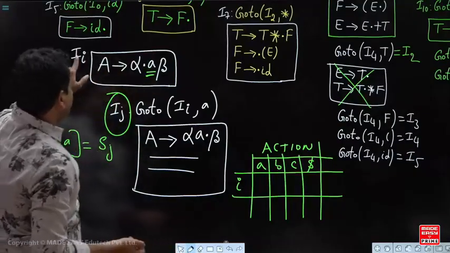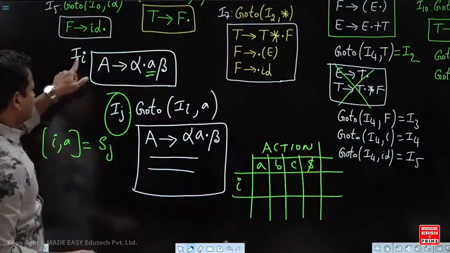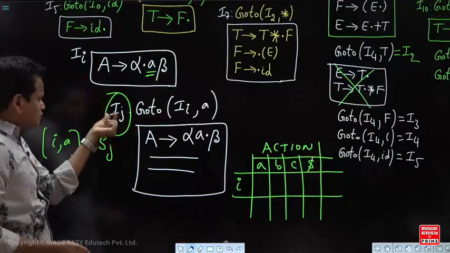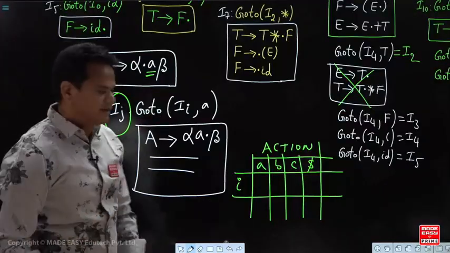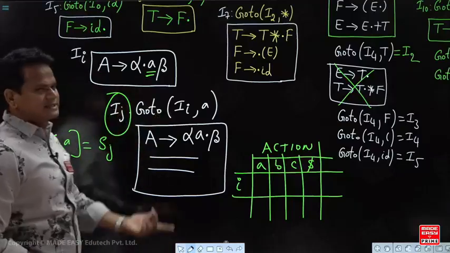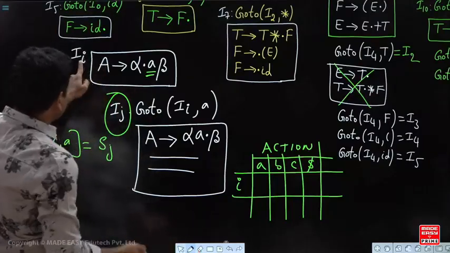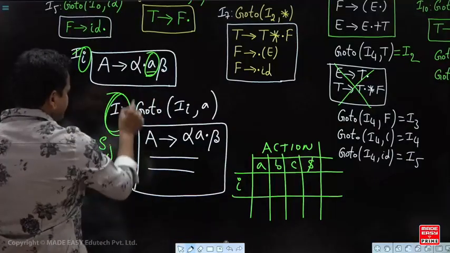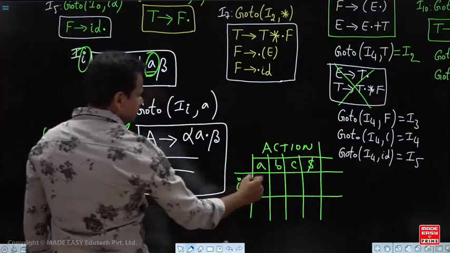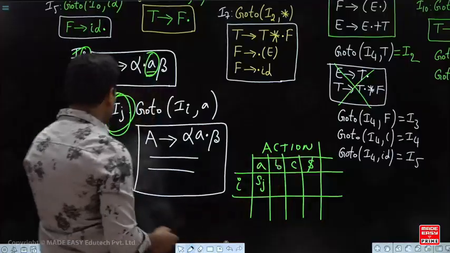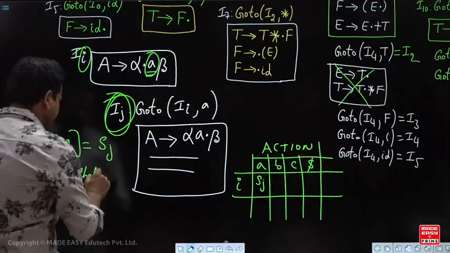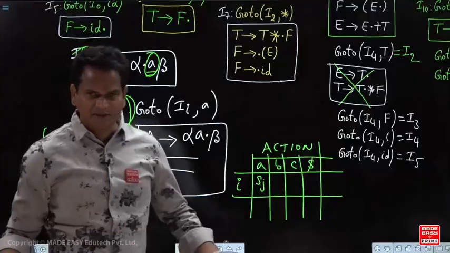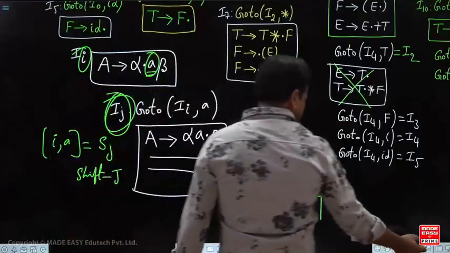Suppose this is I1, so first row. If it is I2, second row, ath column. If it goes to I5, then S5. If it goes to I6, S6. Very simple. So ith row, ath column. As it has gone to Ij, we write simply Sj. Sj means shift j. The meaning of this one is shift j. Simple. Okay, so this I will write here.